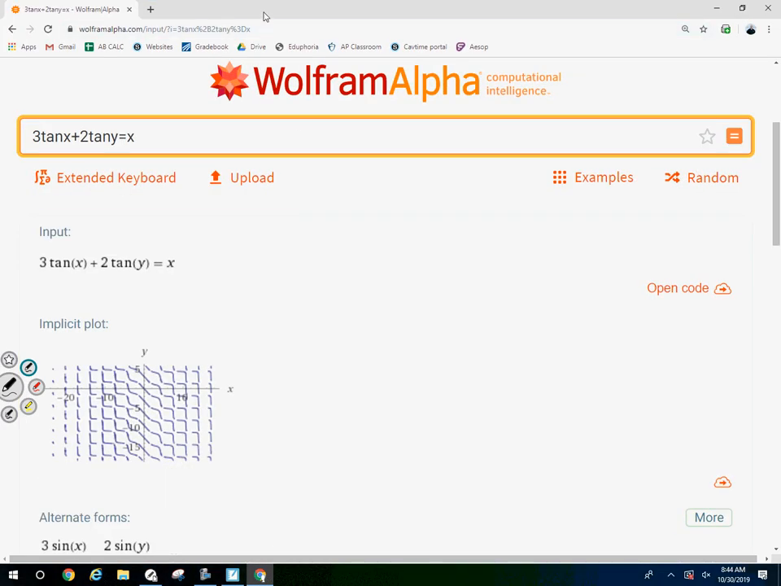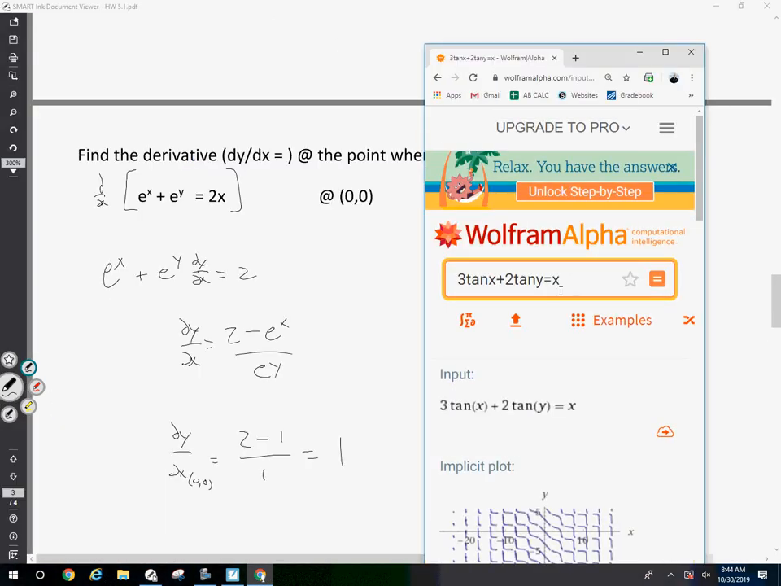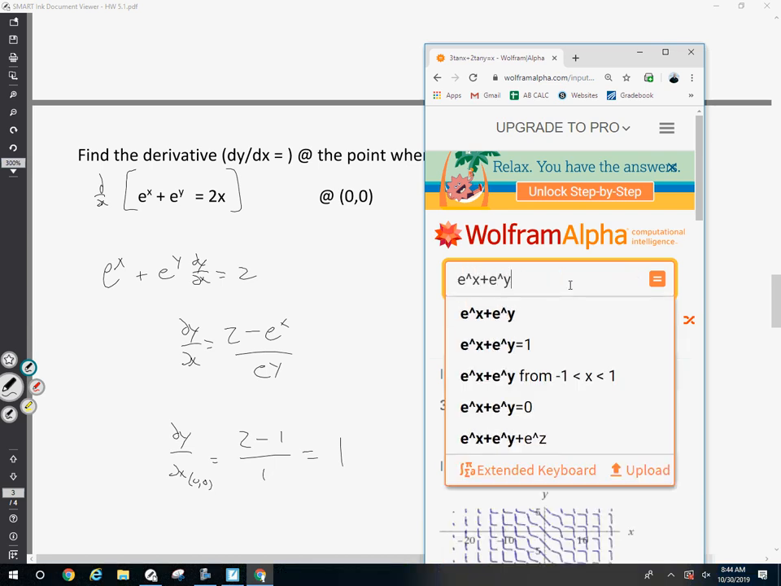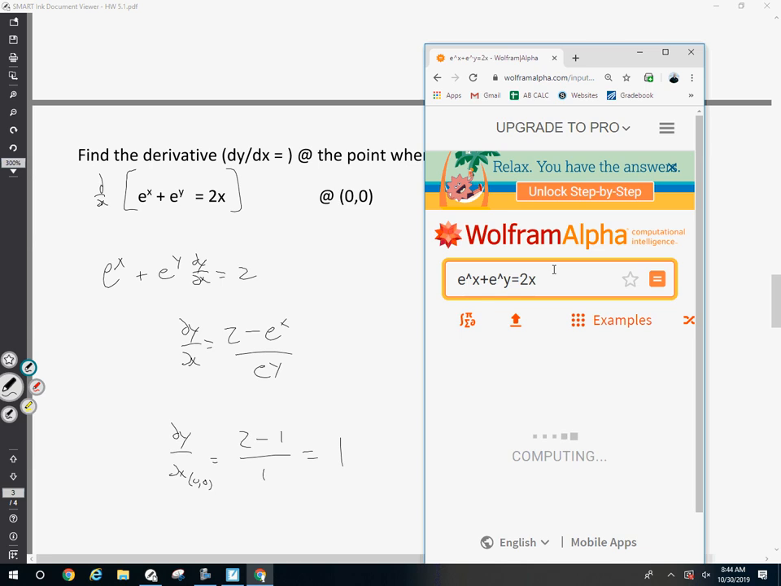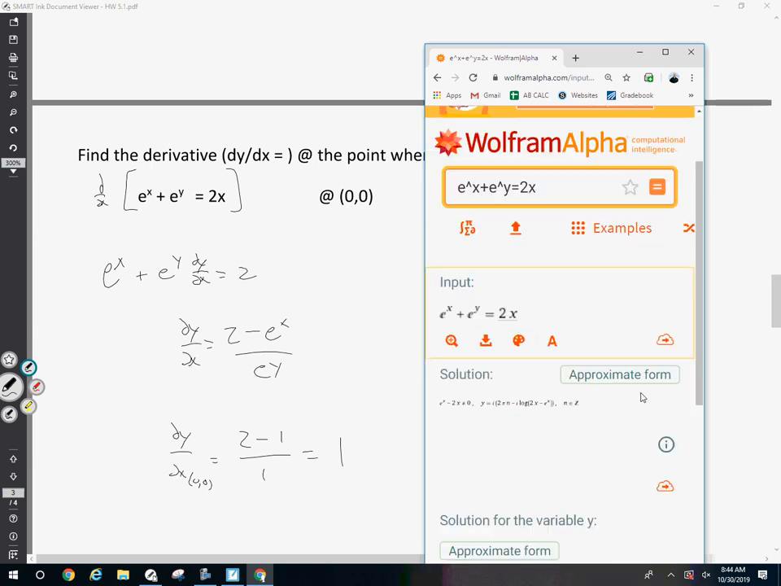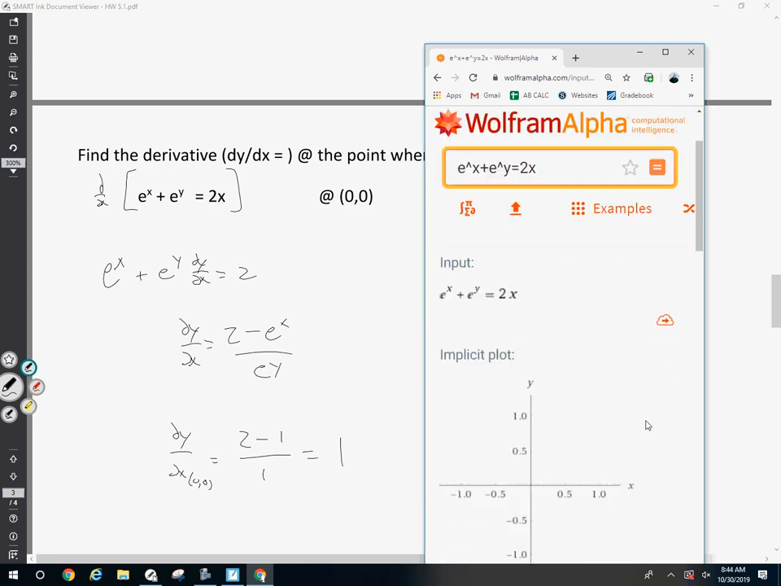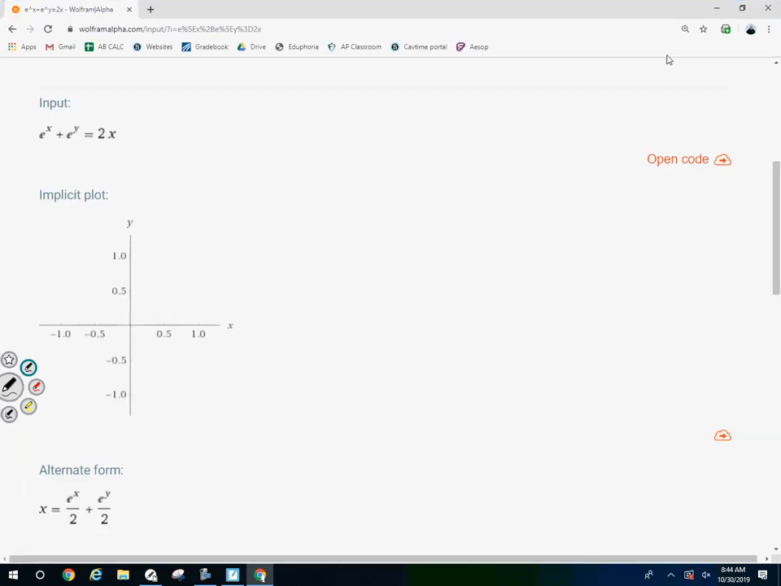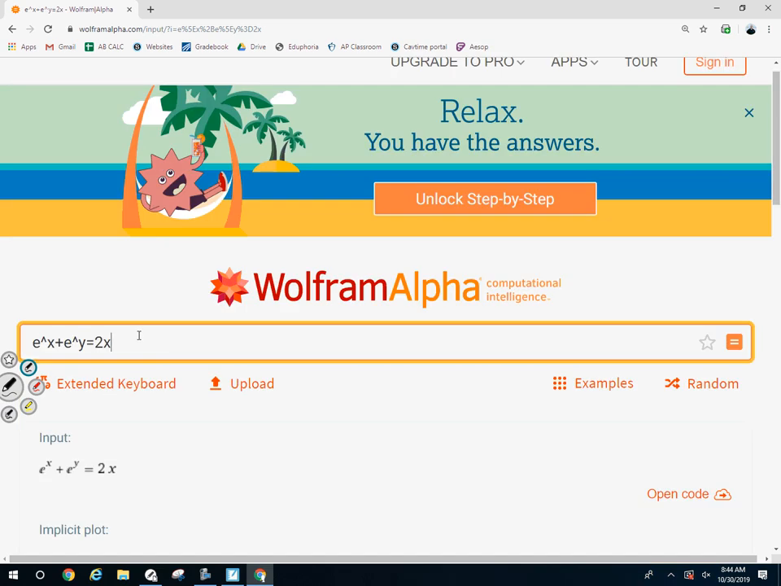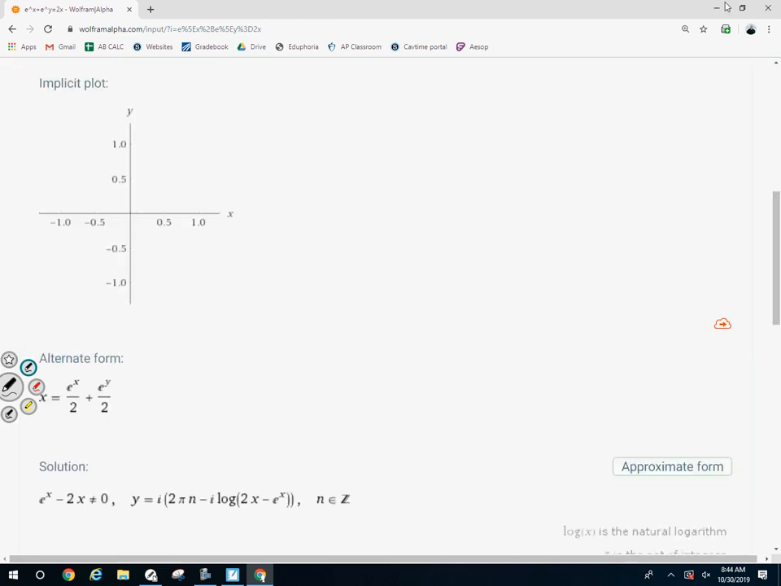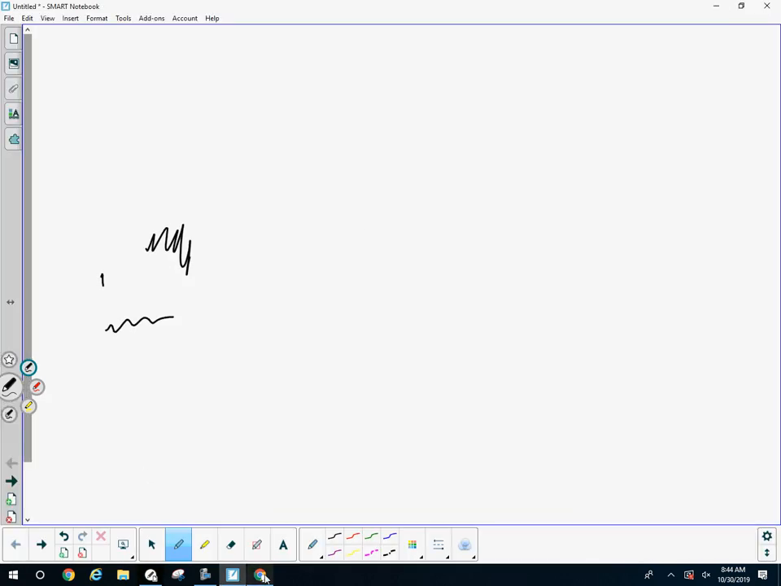e to the x plus e to the y equals 2x. Let's see what that looks like. Wolfram does not like this. Okay, never mind. We will never know.